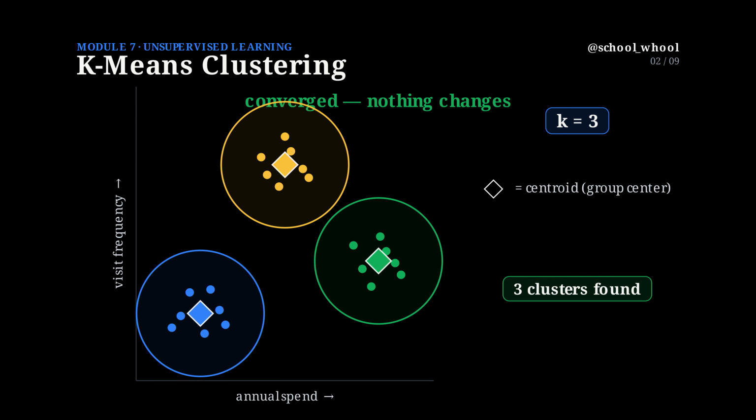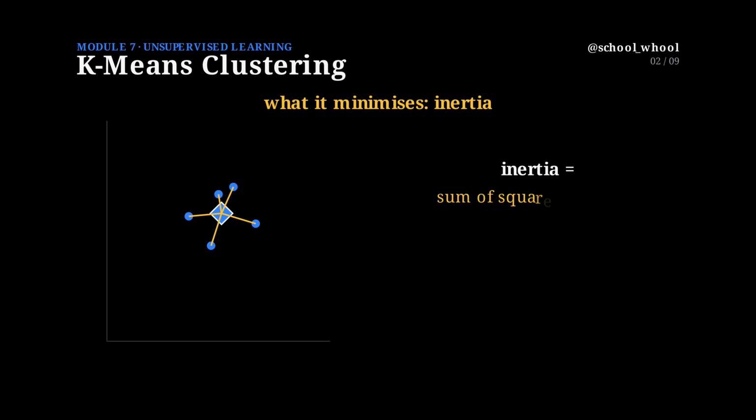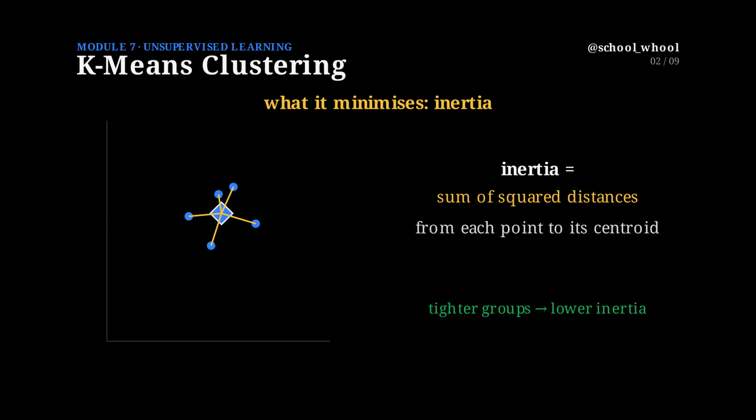What is k-means actually trying to achieve as it loops? It is quietly minimizing one number, the total squared distance from every point to its own centroid. This is called the inertia. Tighter, rounder groups mean lower inertia.